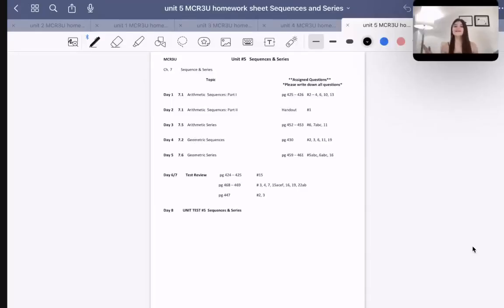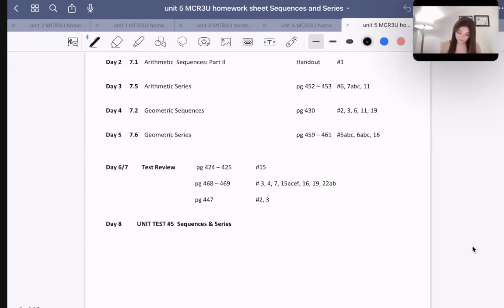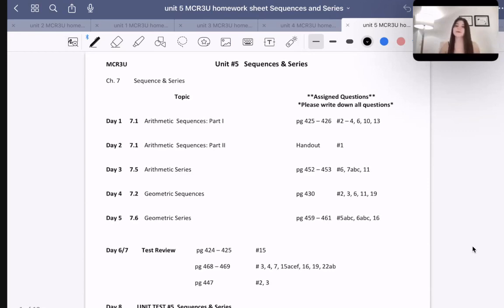Hello and welcome back. Today we are going to be beginning a new unit, which is Unit 5 of the Grade 11 Functions series. All right, so here is the homework sheet for this unit of the suggested practice problems from the Nelson textbook, which is linked in the description if you do not have a copy of said textbook.